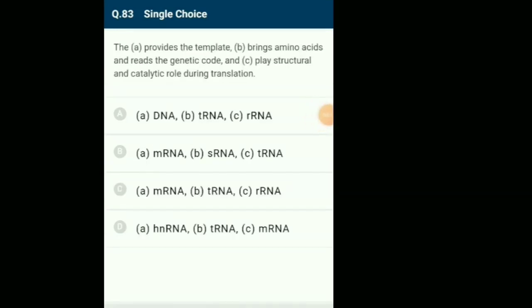Question number 83. A provides the template, B brings amino acid and reads the genetic code, and C plays structural and catalytic role during translation. In transcription, the template strand is what is used as a template in the synthesis of mRNA. In translation, a mature mRNA strand is translated in the 5' to 3' direction by a ribosome to produce a polypeptide chain.